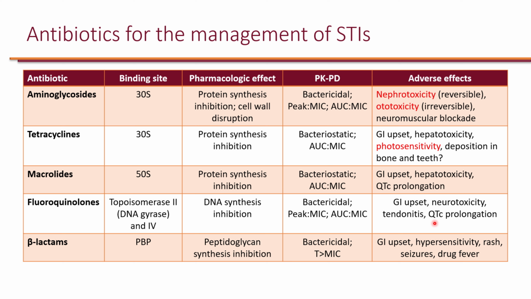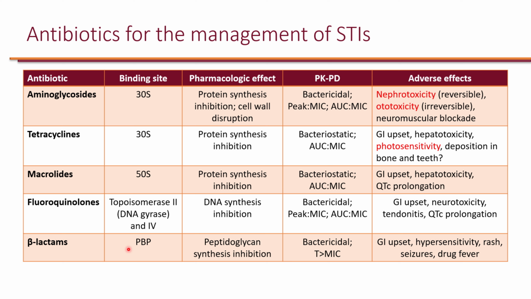The same with fluoroquinolones: QTc prolongation is a concern, along with a bunch of other things, among which are tendinitis and neurotoxicity, and not to forget all the black box warnings for fluoroquinolones. Fluoroquinolones work differently in that they bind to topoisomerase 2, which is DNA gyrase, and essentially prevent replication of DNA. And last but not least, we have beta-lactams. Penicillins, especially for syphilis, have a big role. Cephalosporins are also used for some of these, such as ceftriaxone and cefixime.